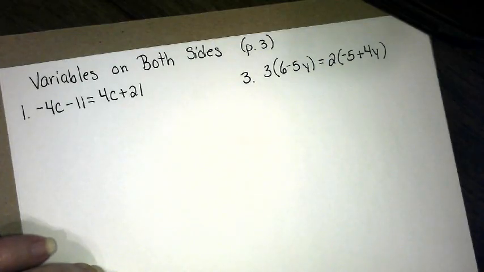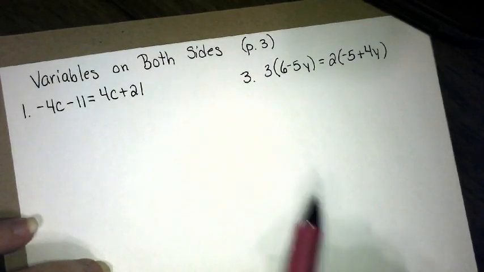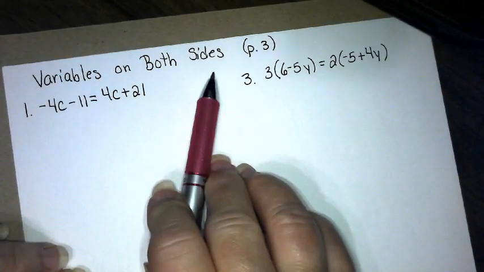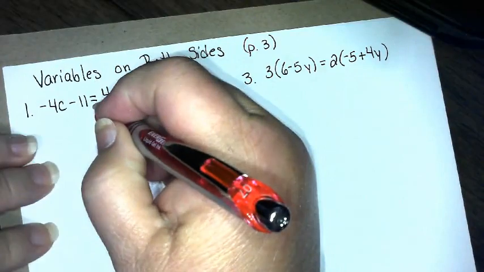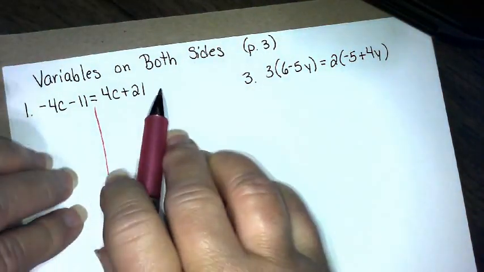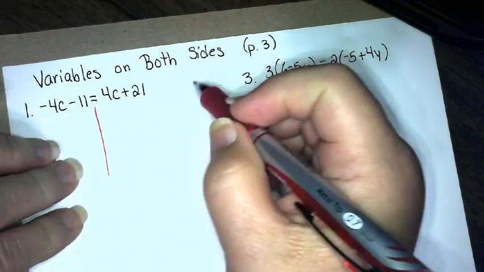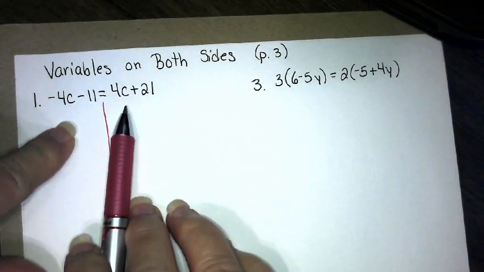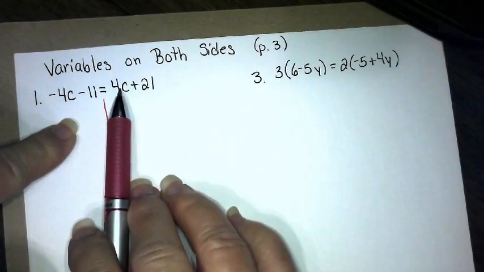We're going to practice solving equations today, and we're going to start on page 3, the section called Variables on Both Sides. Now, when you have variables on both sides of the equal sign, we're going to try to get all the variables to one side and the numbers on the other side. So I'll start with this one.